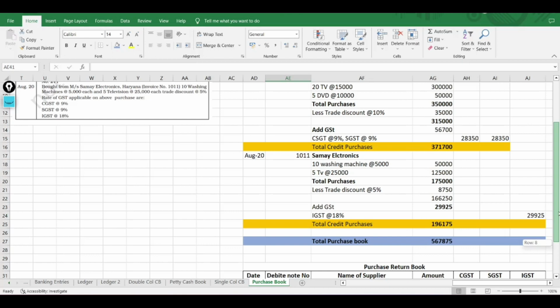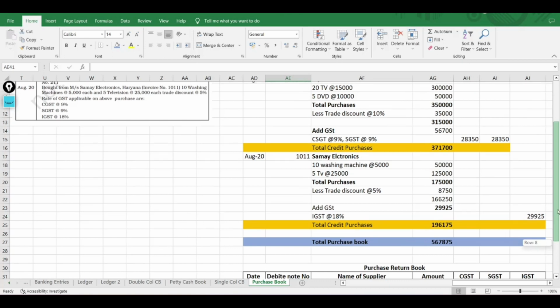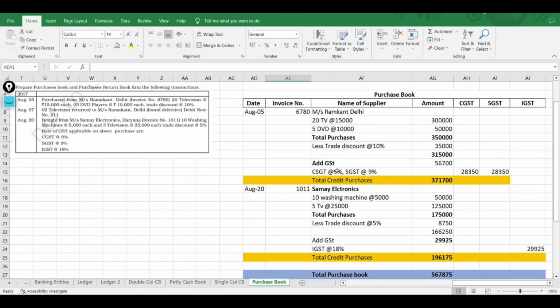GST will be of two types: CGST and SGST together, and IGST, which is different, when the transactions are between two different states. But a very important point to remember is that CGST and SGST is divided into half, and the total GST will be 18%. Here you can see CGST is 9% and SGST is 9%. Half of the GST is paid towards the central and half towards the state government. So this is about the purchase and purchase return book.